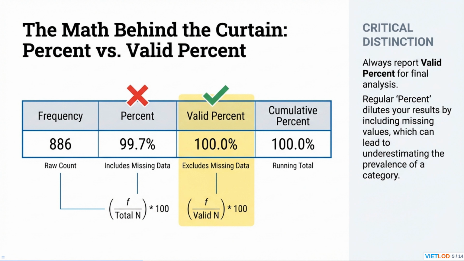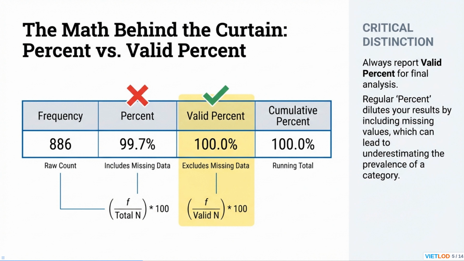SPSS outputs present two types of percentages, percent and valid percent. The standard percent takes the frequency of a category and divides it by the total sample size, which crucially includes any missing data. You can see its formula is frequency over total n multiplied by 100. However, for a more accurate reflection of your data, we turn to the valid percent. This is calculated by dividing the frequency by only the valid number of cases, explicitly excluding missing data. Its formula, frequency over valid n multiplied by 100, highlights this key difference.